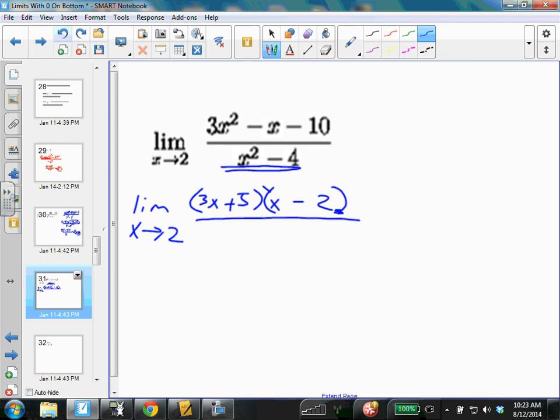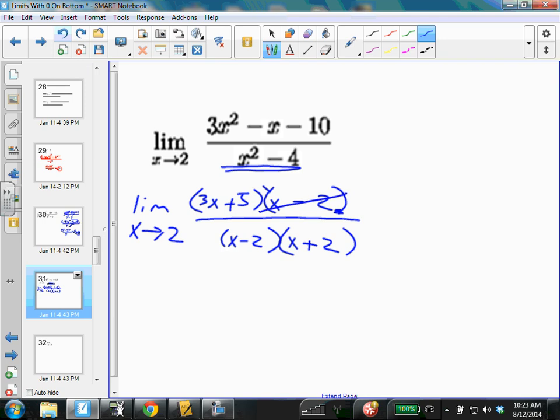This is a difference of squares, right? So with the difference of squares, this changes into x minus 2 times x plus 2. Right, and so now there's nothing but multiplication going on here.